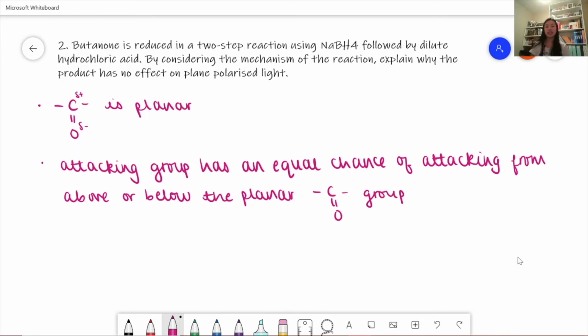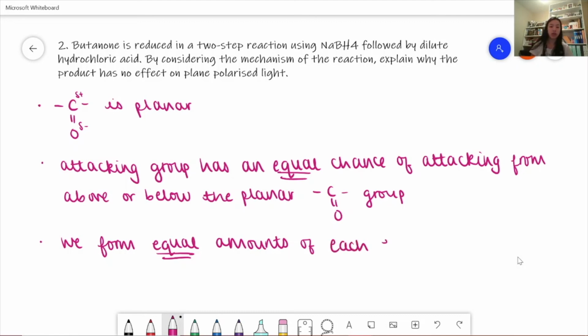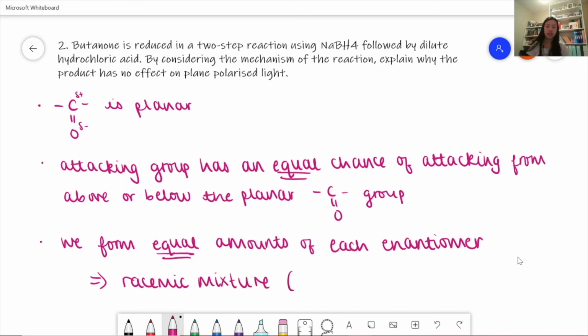So the key thing is that this carbonyl group is planar, and so the attacking group has an equal chance of attacking from above or below this planar group, and so therefore we form equal amounts of each optical isomer or enantiomer, and so therefore we get a racemic mixture, which is basically a 50-50 mixture of each enantiomer.